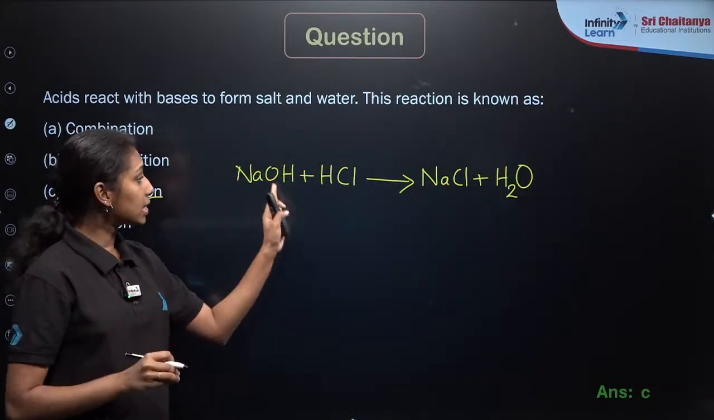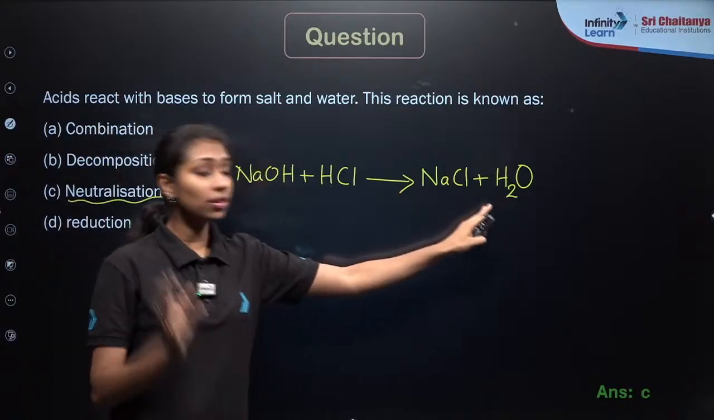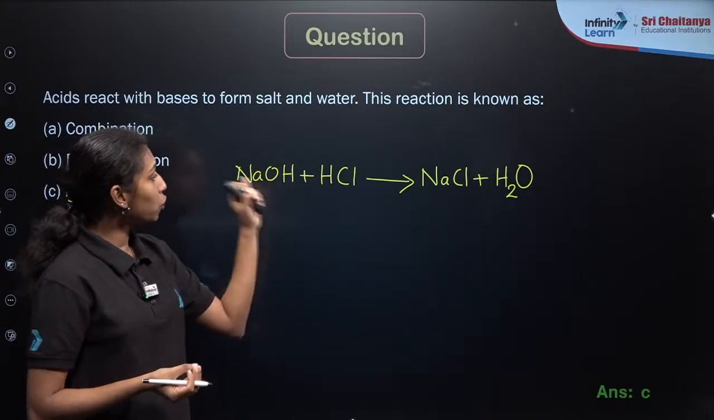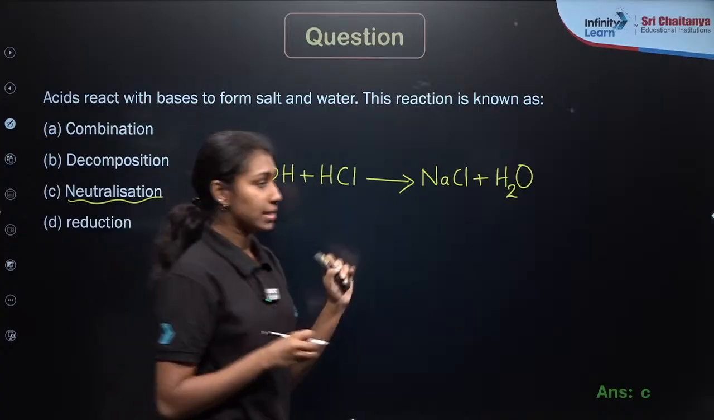In general, acids react with bases to form salt plus water, where the water is formed from the combination of OH- from the base as well as H+ from the acid. Clear?